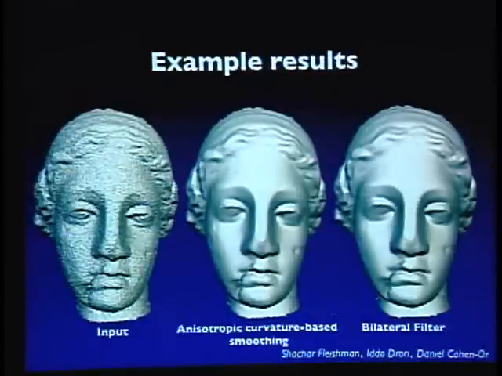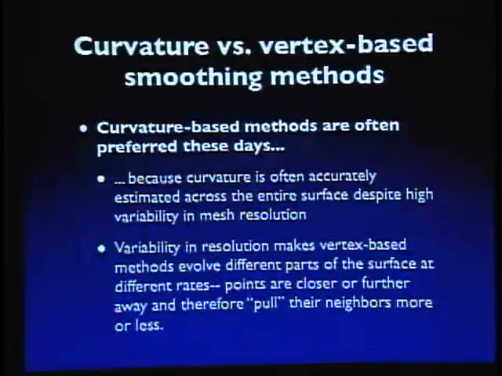Here's another result with a similar punchline: anisotropic smoothing can do a pretty good job of removing noise, whether you use vertex-based or curvature-based approaches. You can study these quite a bit, actually, and find features, and when I say features, I mean visual features, not feature vectors, of course, that are preserved in one or the other, or both, and compare the two that way.